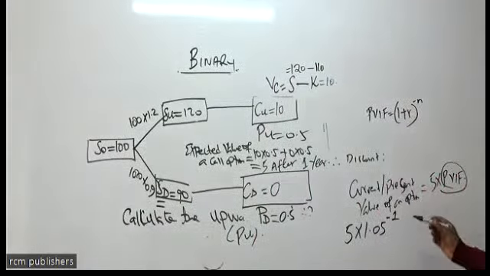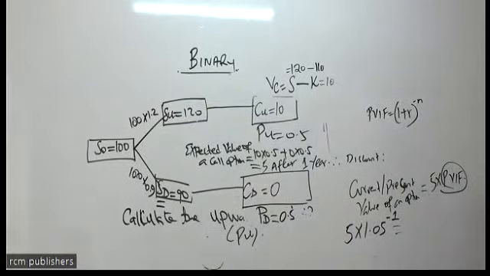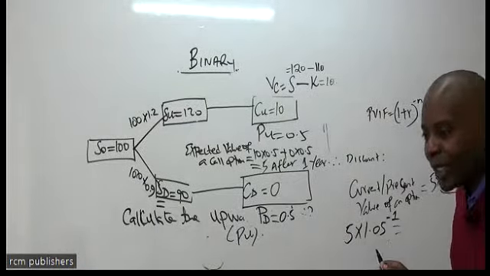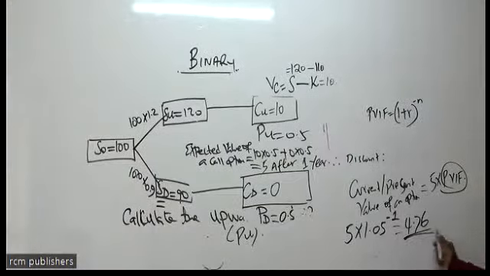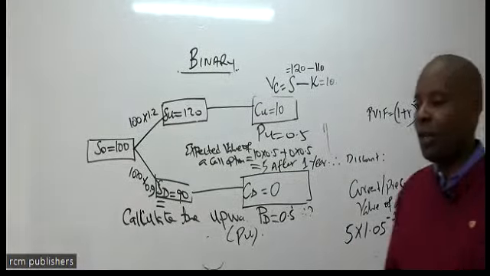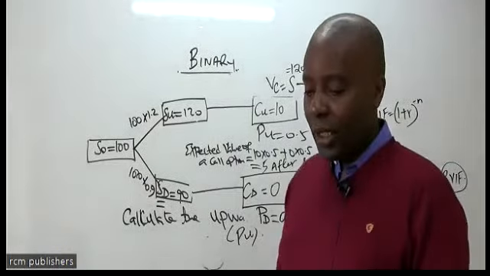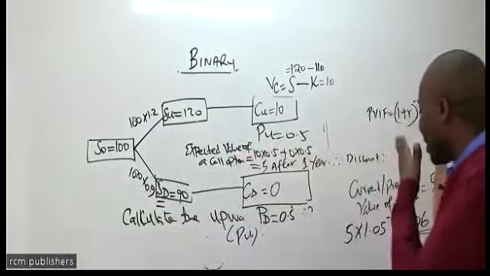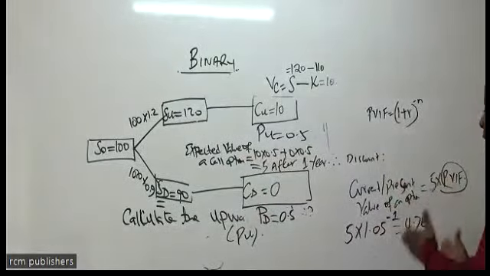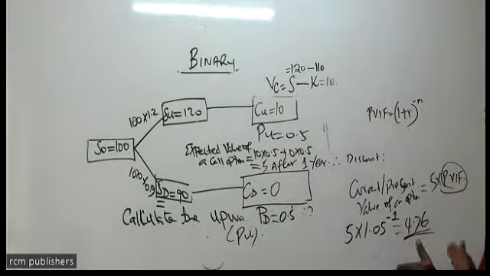So abracadabra, what figure are we getting here? They say it is 4.76. Thank you so much. So this becomes the current value of an option using this very bogus model called binary.